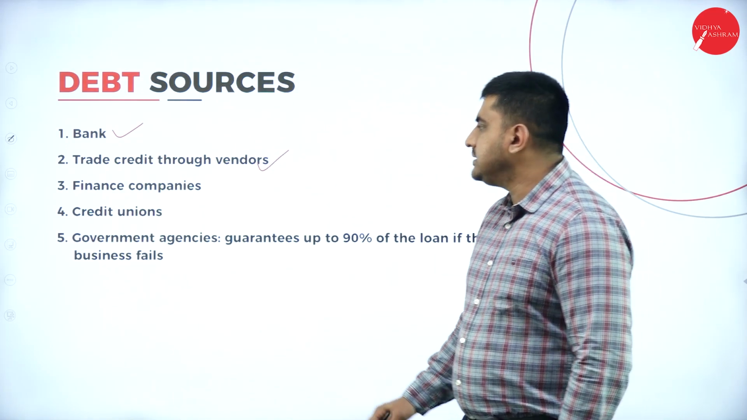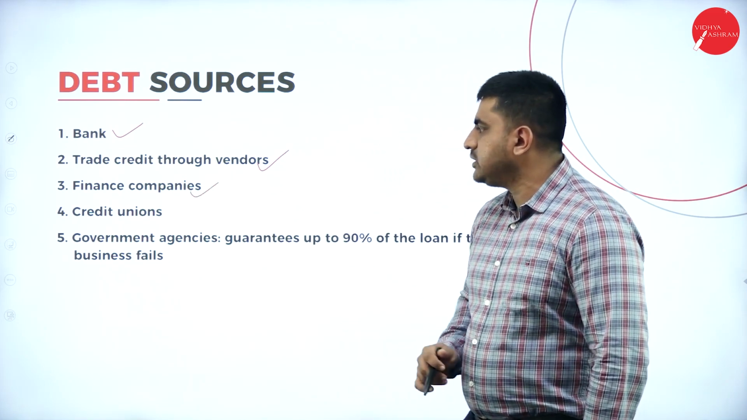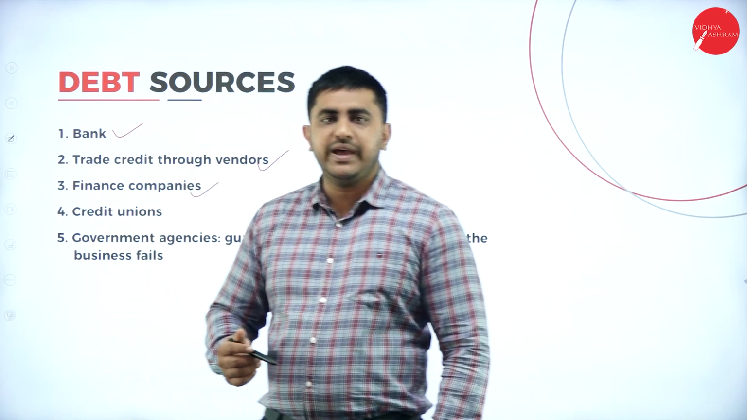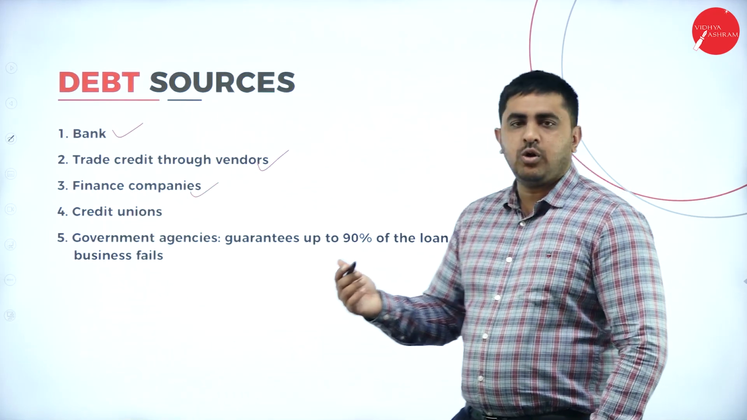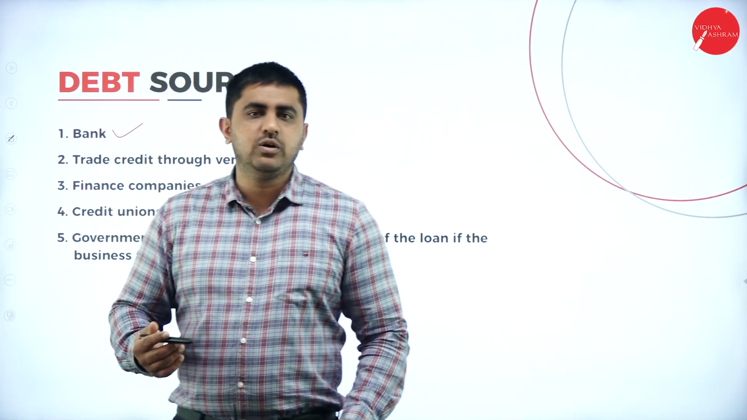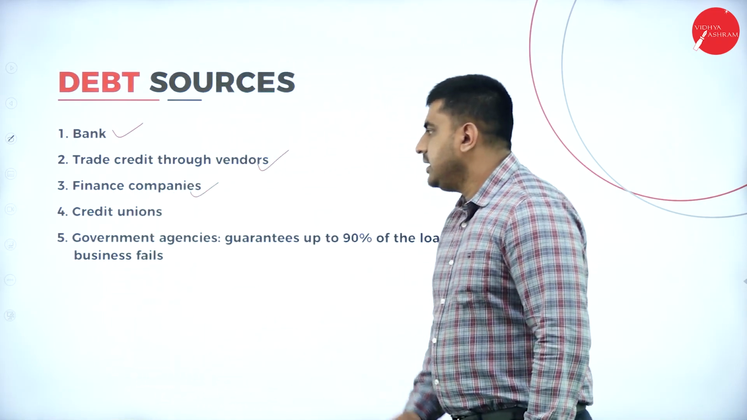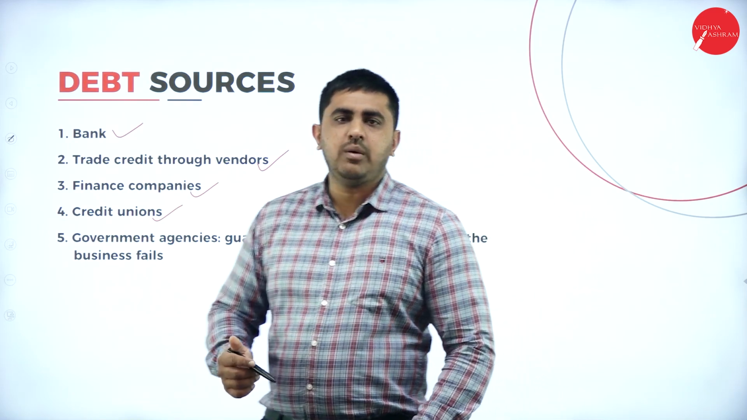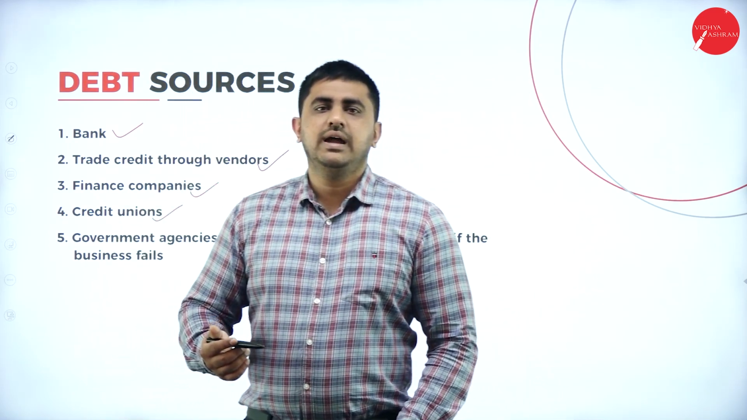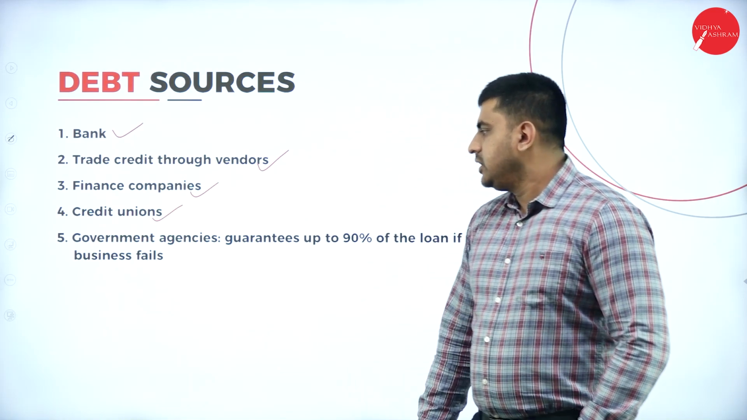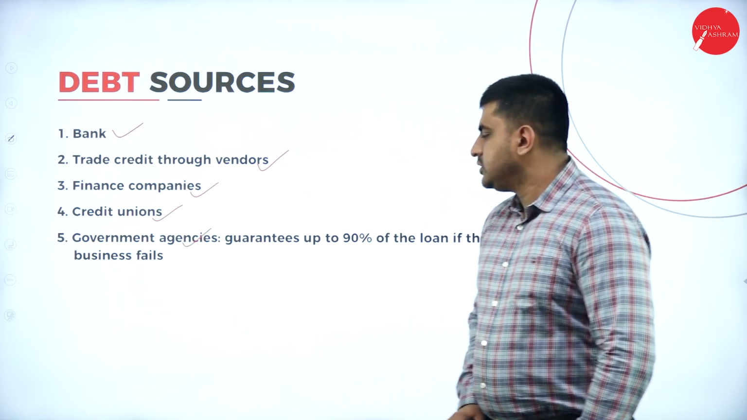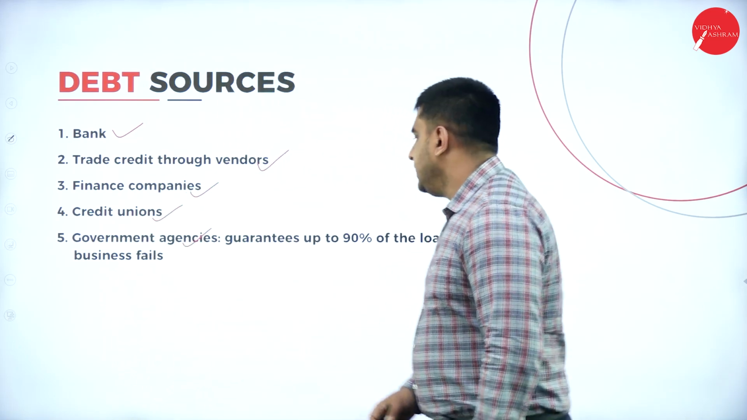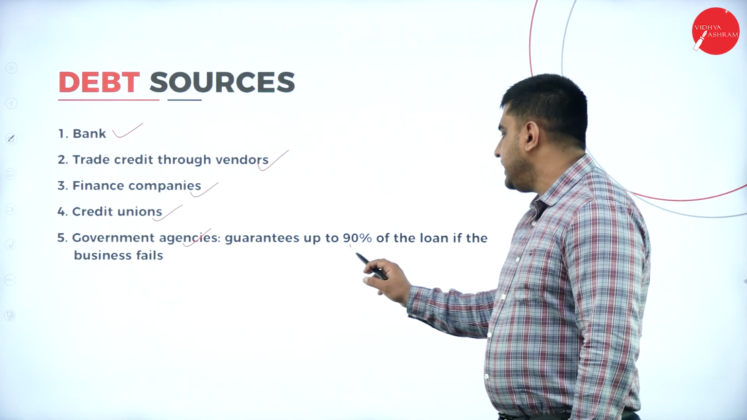Next, finance companies. There are private finance companies, a lot of companies like your Tata Capital or your Muthoot Finance, where you can mortgage your gold or any documents and you get a loan for the business. Next, there are credit unions, mainly in the form of cooperative societies, who will give you loans at low interest rates. Government agencies.